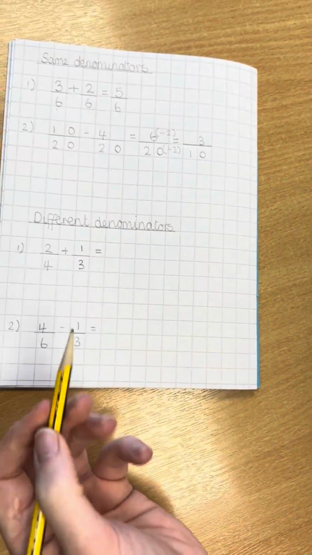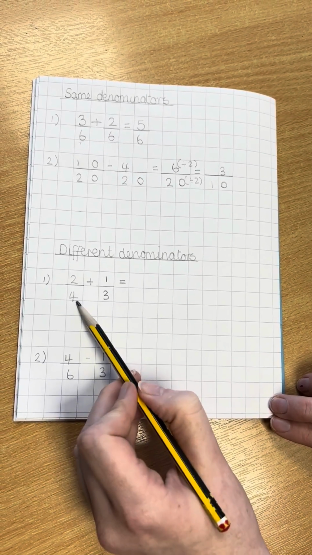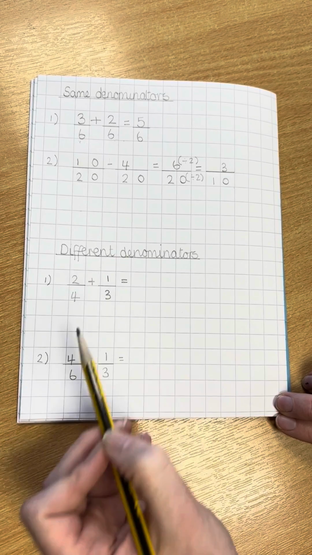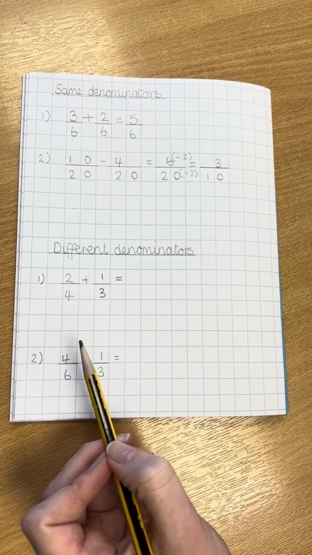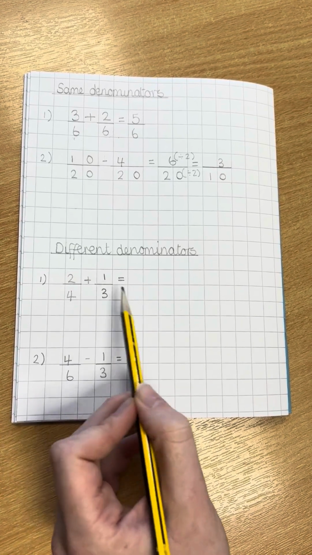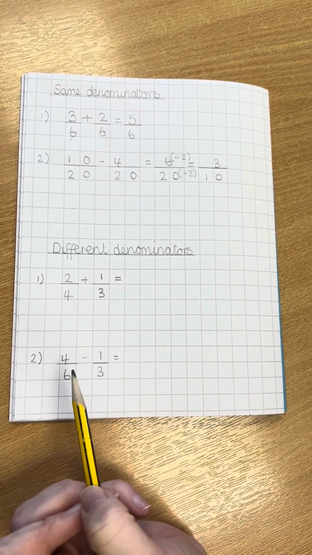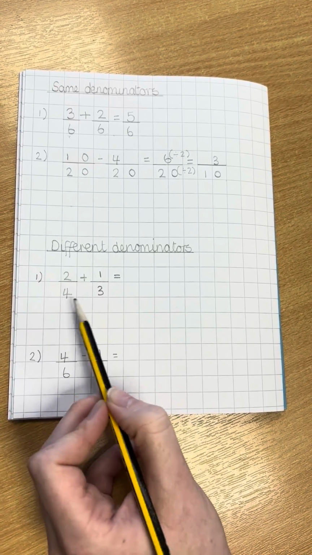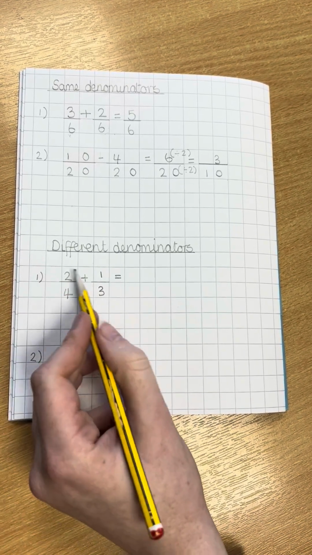Now, when we're looking at different denominators, where down here we can see this is quarters and this is thirds, we need to do something to make them the same. So first of all, we need to see, do they have a multiple that's the same? Are they factors of the same multiple? So straight away, because I know my times tables, I know that they're both factors of 12. So can we make them into 12ths?